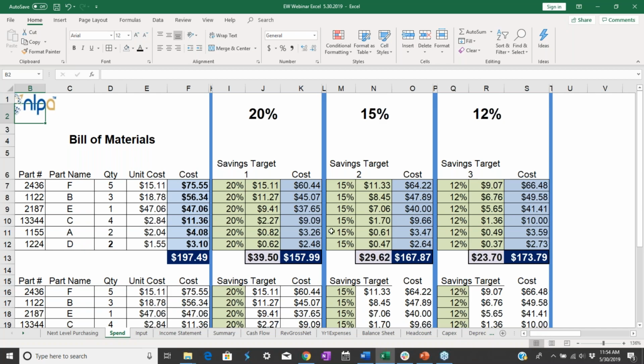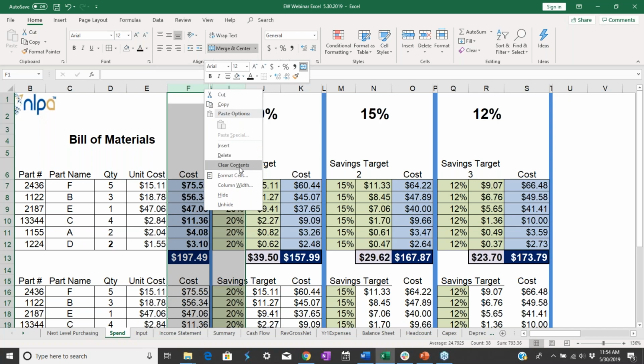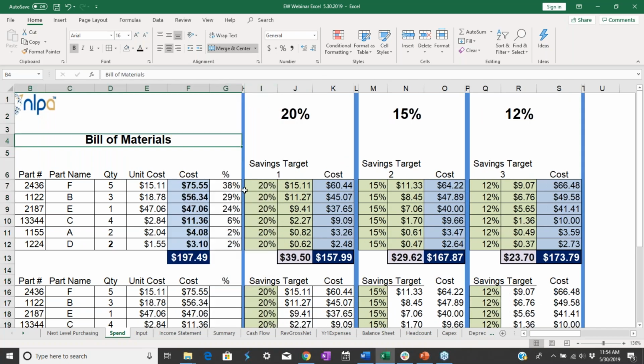We may not get it symmetrically like this, 20% across the board for each item. So let's say we negotiate with the supplier, and the best he could do on part F is, all right. And we look at the big categories here. Let me open up this column, unhide. Okay, we look at the big categories. So we see parts F, B, and E.